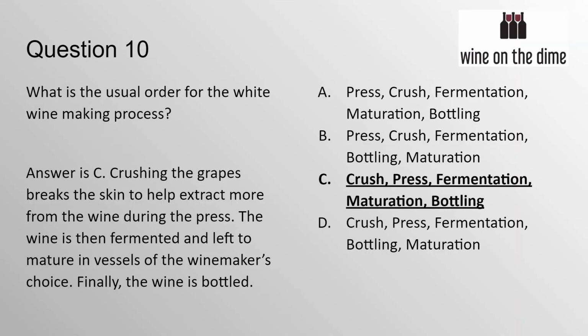The answer is C. Crushing the grapes breaks the skin to help extract more of the juice during the press. The juice is then fermented, and left to mature in vessels of the winemaker's choice. Finally, the wine is bottled. And at that point, it really is wine.